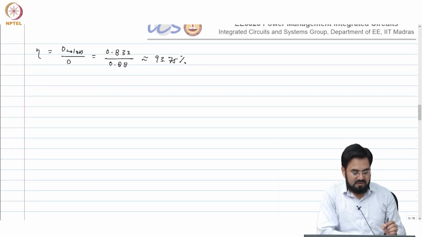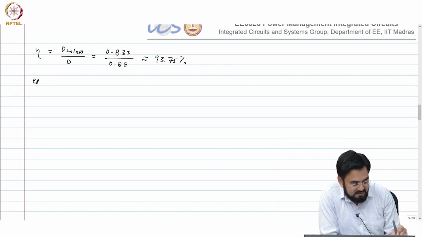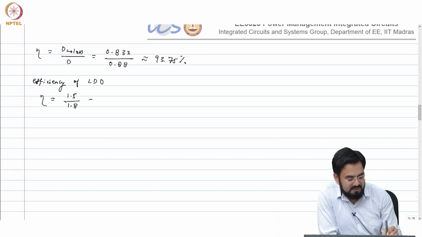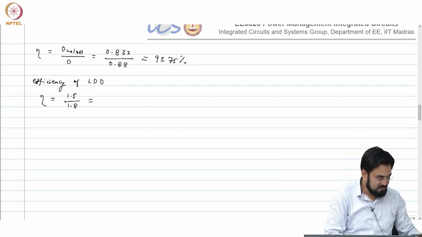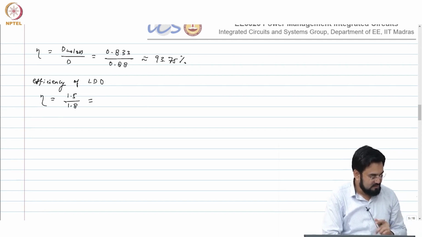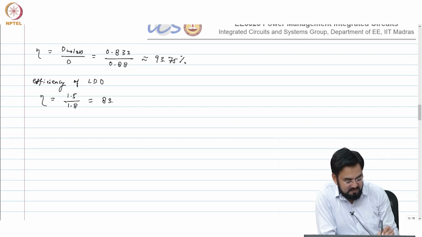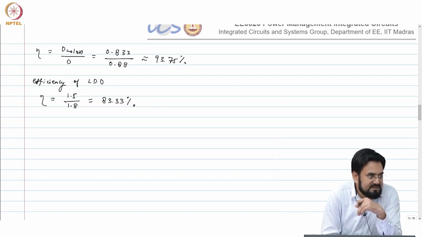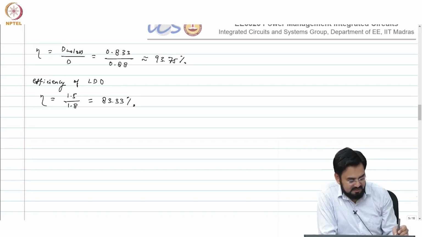Okay, so let's see if the same 1.5 volt was generated from LDO. So what will be the efficiency? 1.5 over 1.8, which is 83.33%. So almost 10% decrease in the efficiency, which is not that bad.